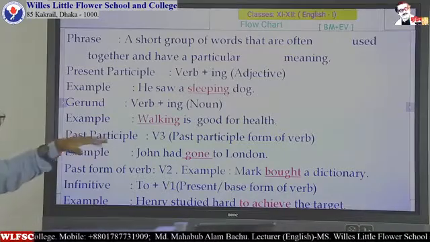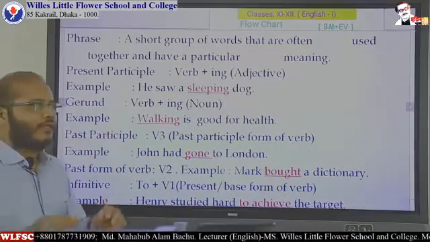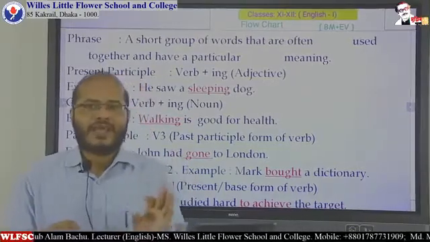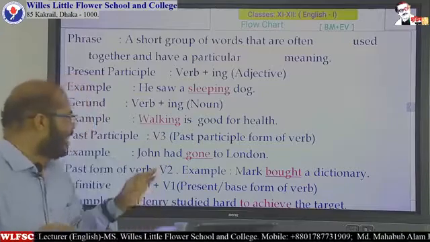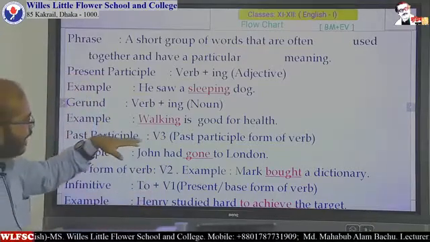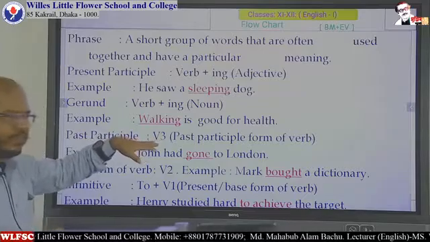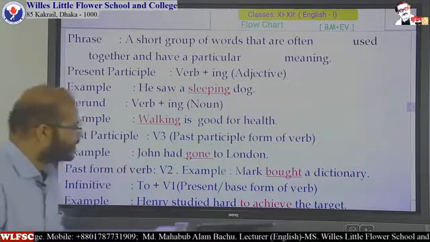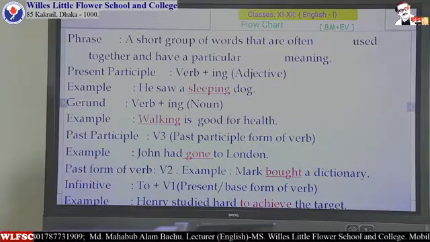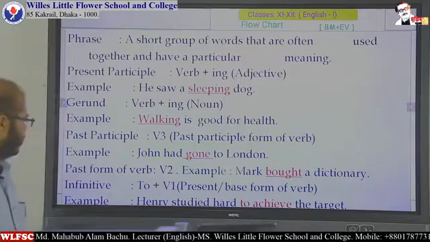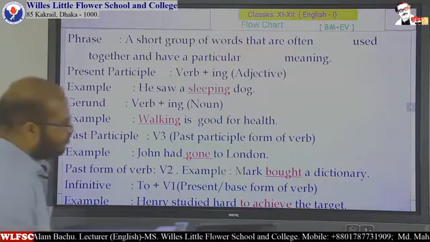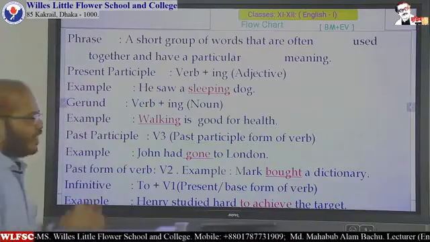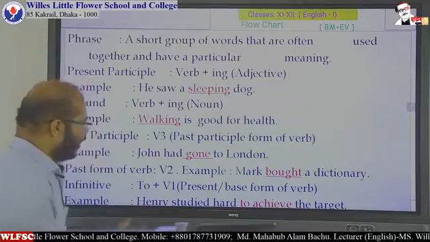Then the past participle. You know there are 3 forms of a verb: the present or base form, the past form, and finally the past participle form. We can call the past participle V3. Example: John had gone to London. You see gone, the V3 form. Past form of verb: Mark bought a dictionary. So bought, which we get from buy, is the past form.